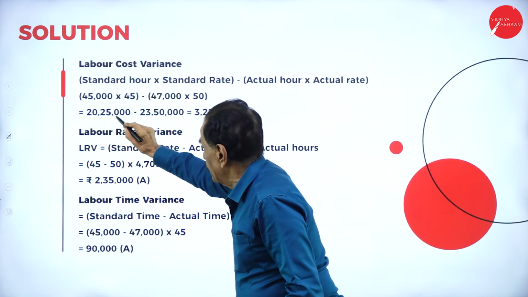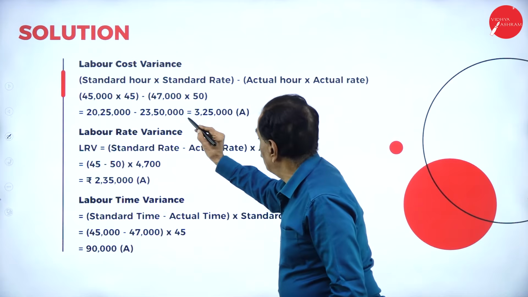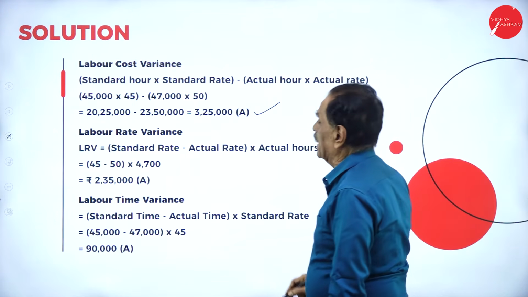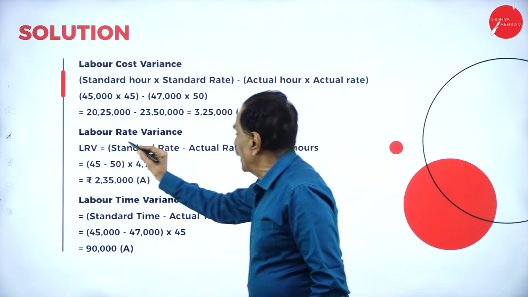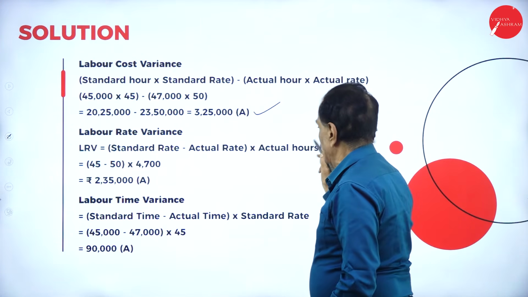It works out to 20 lakh 25,000. This works out to 23 lakh 50,000. Adverse balance of 3 lakh 25,000. Labor rate variance: standard rate minus actual rate into actual labor.